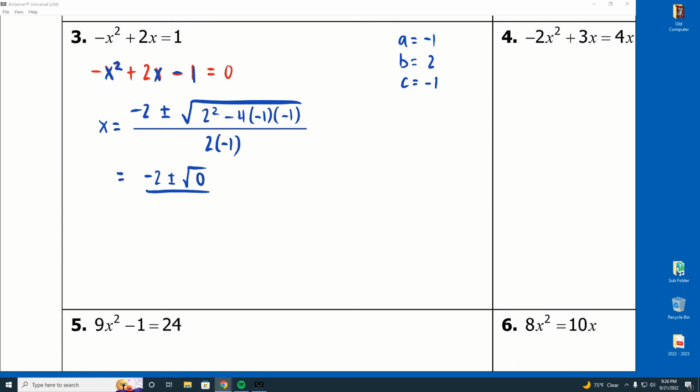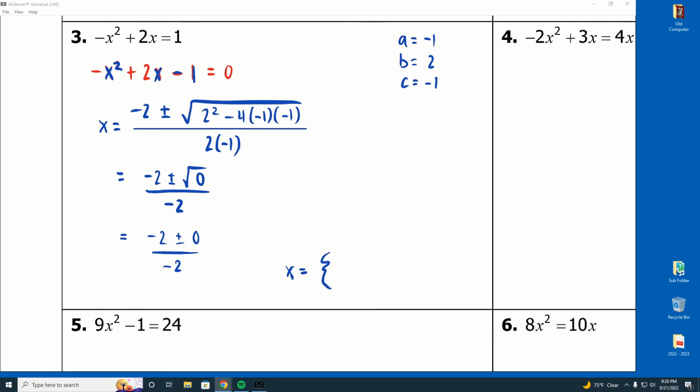Now, on the bottom, what is 2 times negative 1? Well, that's negative 2. So now I said, okay, now let's work on that radical. Well, that's 0. What is the square root of 0? Well, the square root of 0 is 0. So technically what I have here is negative 2 plus or minus 0 divided by negative 2. So what are my solutions? All right, well, let's figure it out.